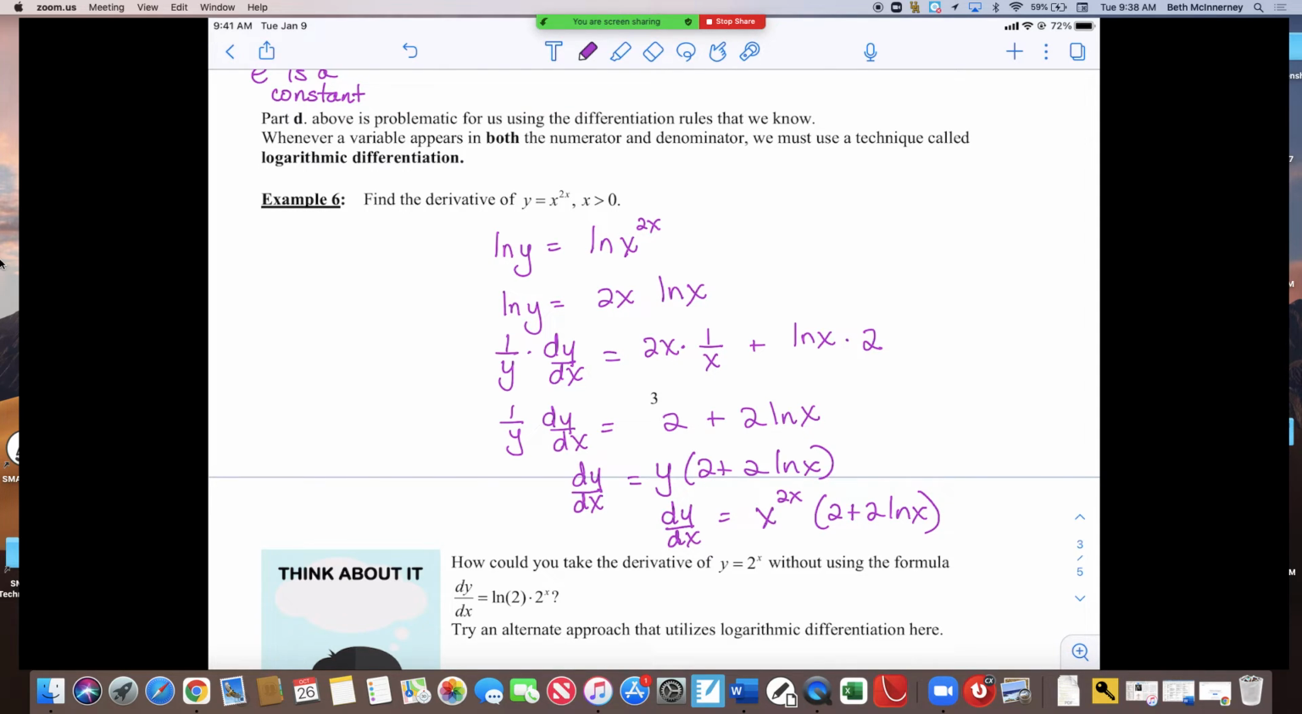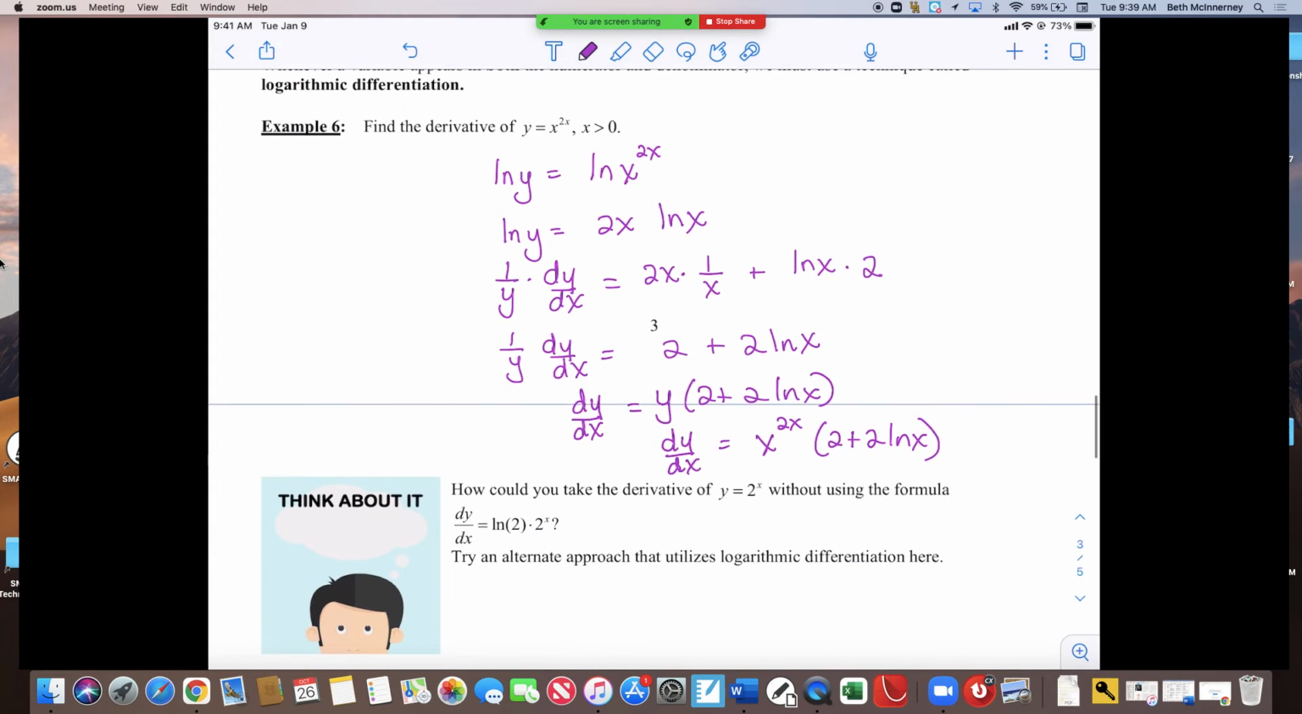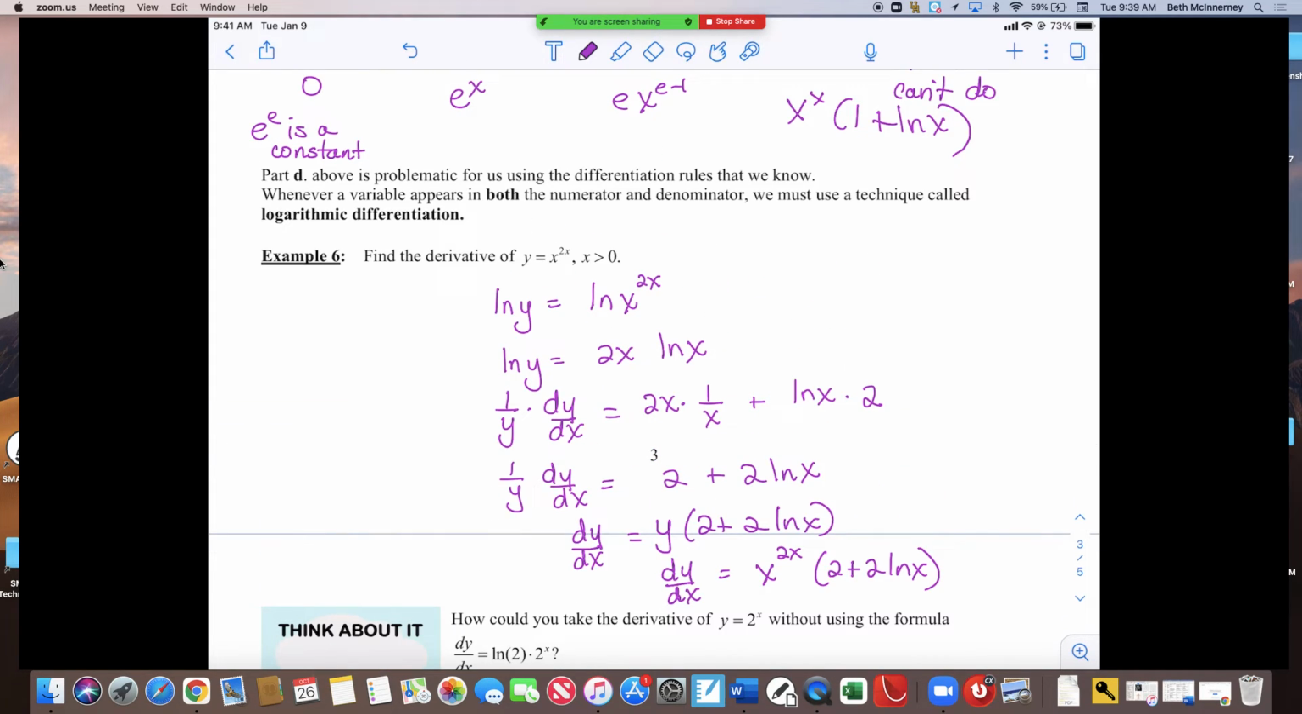So let's go back up here. If you did do it now, this one is x to the x times 1 plus natural log x. And you could work it out again if you'd like. All right, so in my think about it, how could you do the derivative of y equals 2 to the x? I already showed you that.